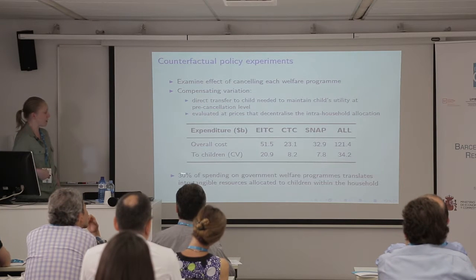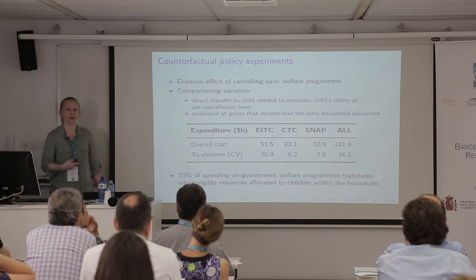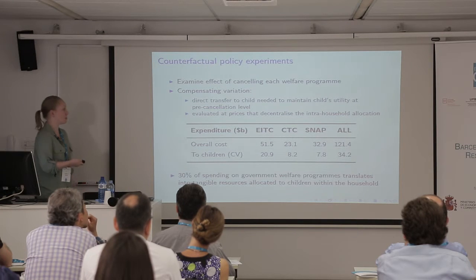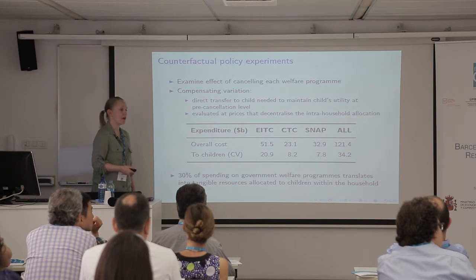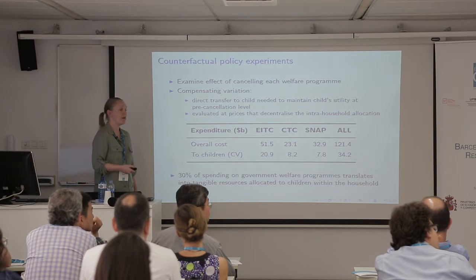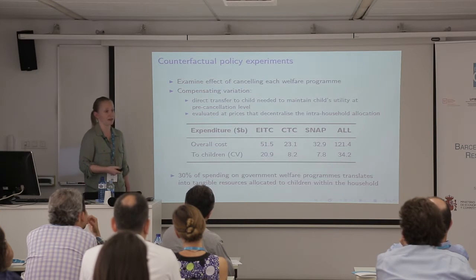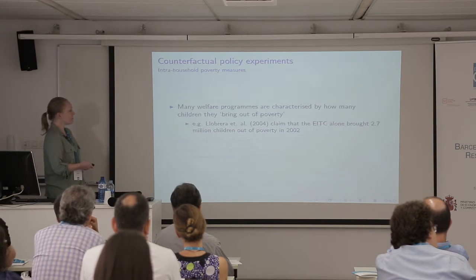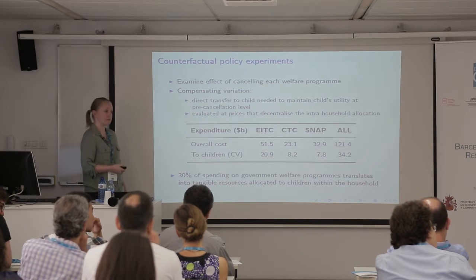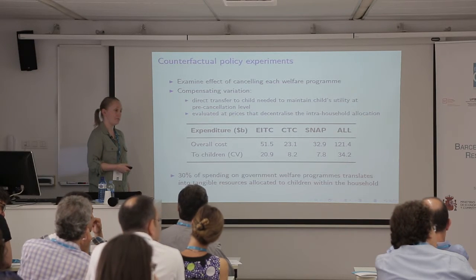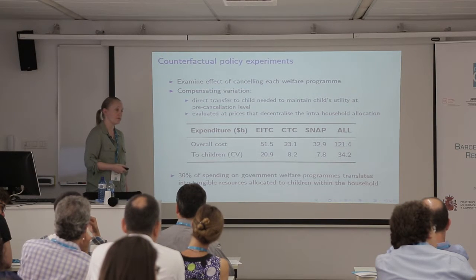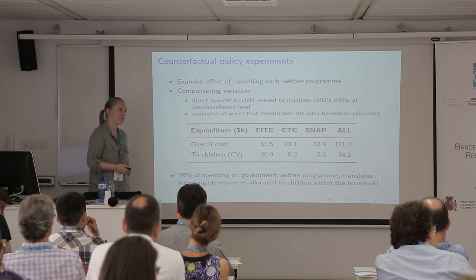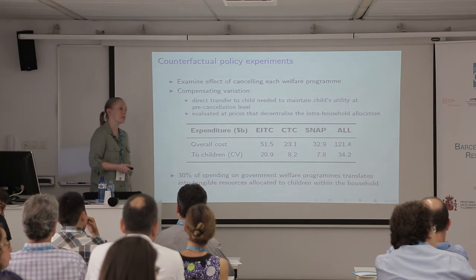So this implies that about 30% of spending on government welfare programs translates into tangible resources allocated to children within the household. Have you perhaps looked at that by age? I can't remember if there's an age of children in your model. Yeah, there is. I haven't looked at that by age, but that's certainly something I could do. Because you could focus it on early childhood development vis-a-vis schools. Yeah. And it might be interesting to see if these programs affect more the early investments vis-a-vis later.